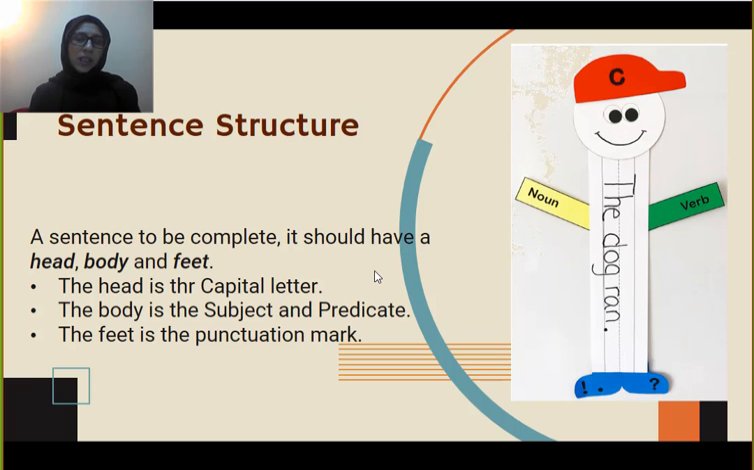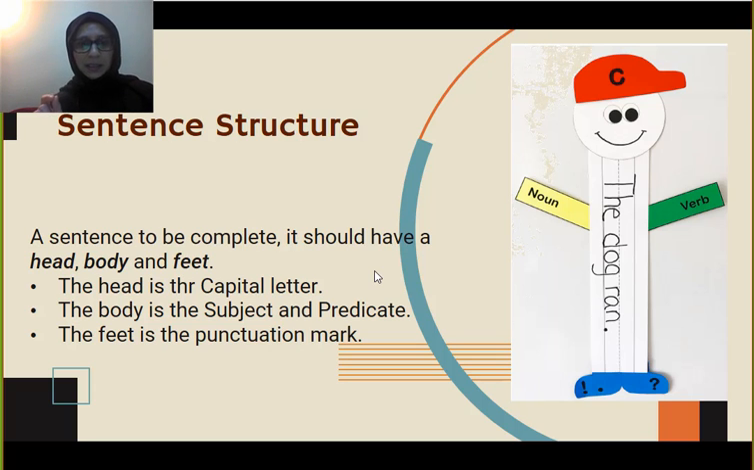Let's start. What is the sentence, or what is the structure of a sentence? You can see here, this is the body sentence, we call it, like sentence body. Body means like pal or friend. A sentence to be complete, it should have head, body, and feet. As you can see here, it should have head, body, and feet.